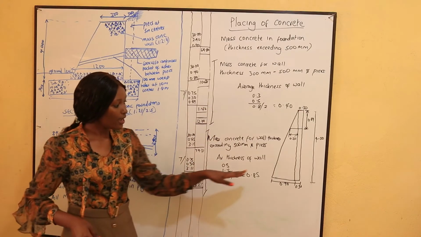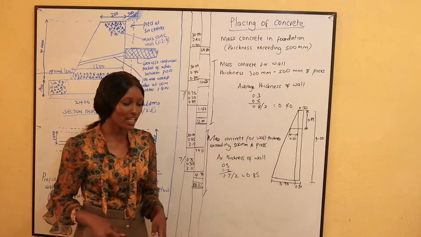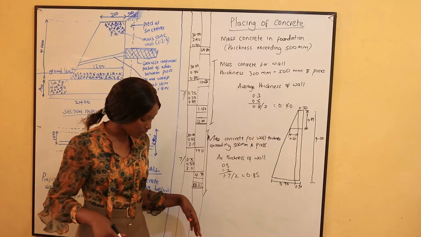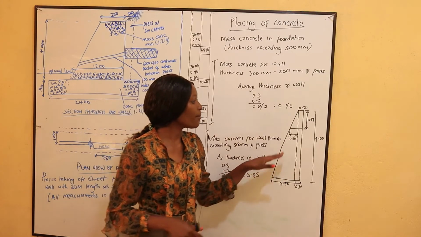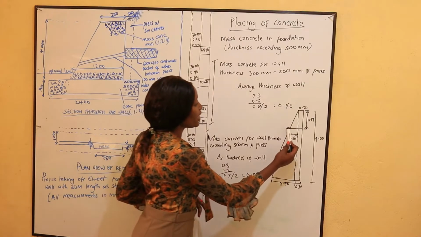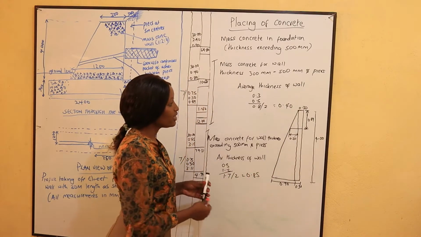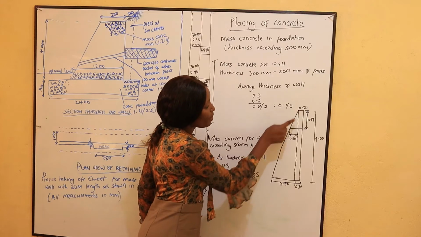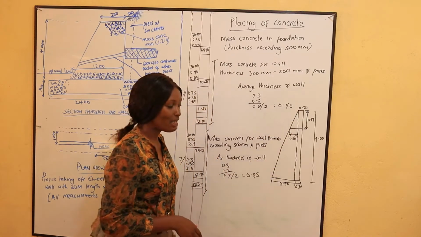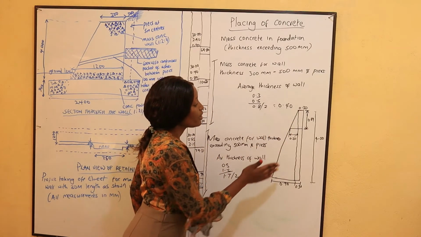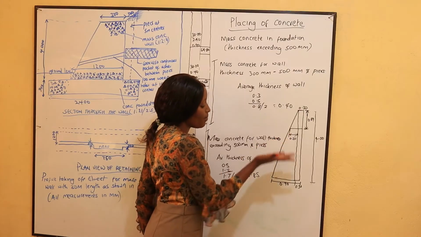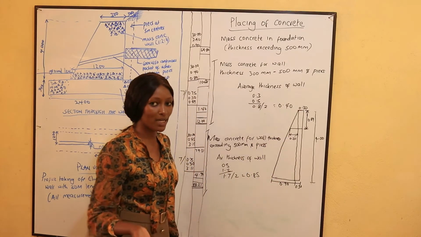Okay, so if you look at this sketch that I've done here, what we do is that we draw a line here to separate that concrete, which will be between 300 mm and 500 mm thickness. Then we shall take off the one that is between 500 mm and 1200 mm separately.